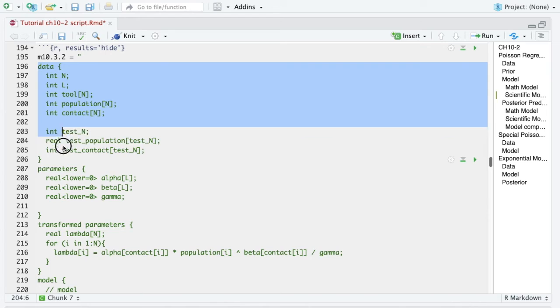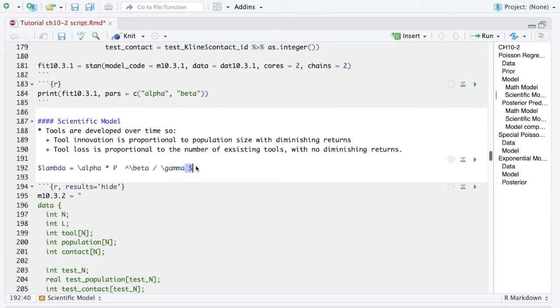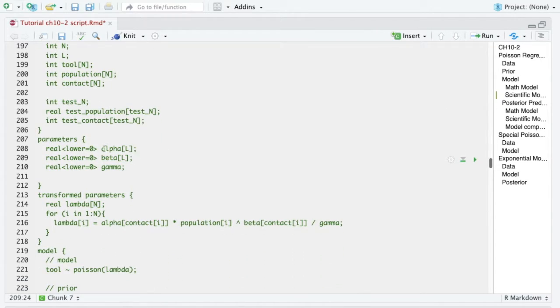So the data part is the same as our math model, and in the parameters part, now we have alpha, beta, gamma. Because lambda is positive, the values for alpha, beta, and gamma must be positive as well, and we have 2 levels of alpha and 2 levels of beta, and this is the assumption by the author.